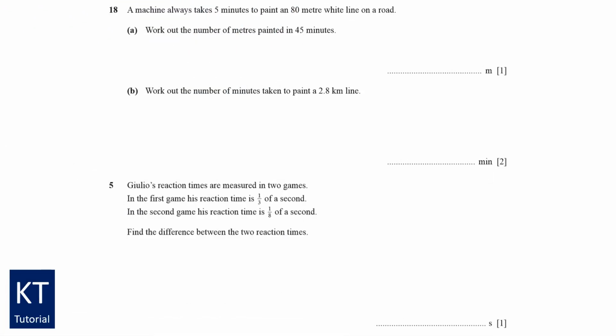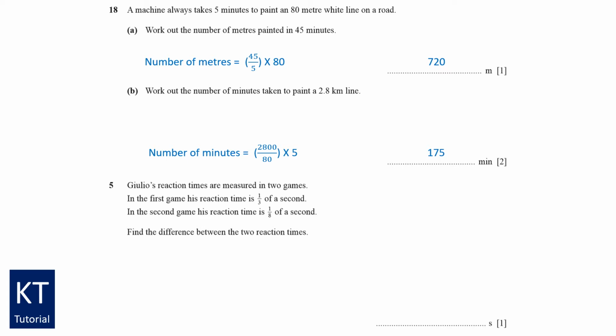Question 18. A machine always takes 5 minutes to paint an 80-meter white line on a road. Work out the number of meters painted in 45 minutes. The length of the line is obtained by scaling it in accordance to the factor of time. Question 18b. Work out the number of minutes taken to paint a 2.8 kilometer line. Likewise, the duration in minutes is scaled in accordance to the factor of the two lines.